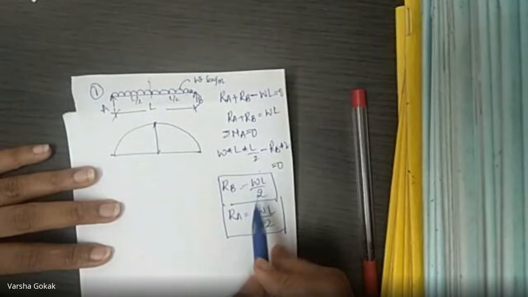WL by 2 means what? Half, no? So of one full WL, half. Because it is a symmetrical beam, RA will be equal to RB and the load would be half of the total load. Total load, because it is a UDL, is W into L. So these are your reactions RA and RB.